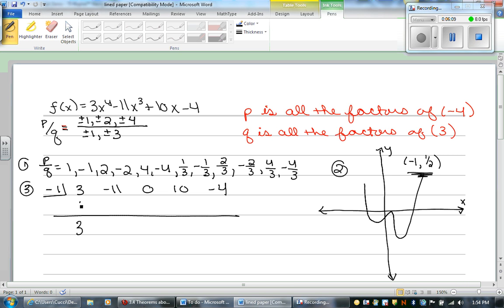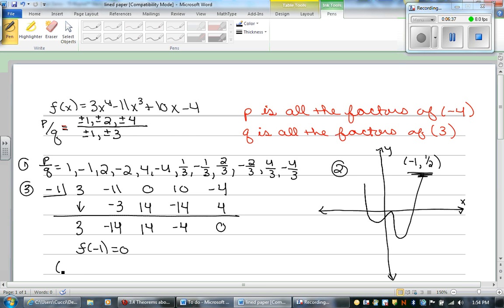Drop my 3. 1 times 3, 3. Add them up, -14. 3 times -1 is -3, add them up, we get 14... -1 times -14 is a +14. Add them up, we get 14. -14 gives me -4, +4, and 0. So we know, since f of -1 equals 0, -1 is one of my zeros.